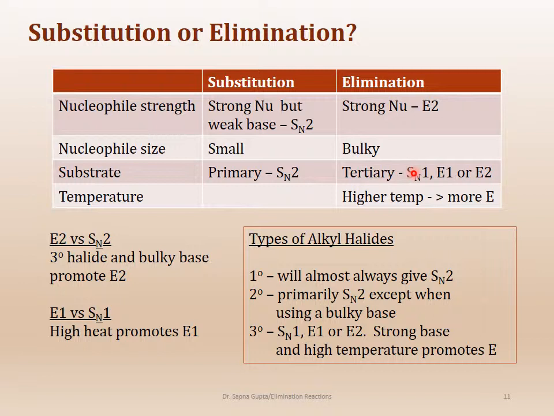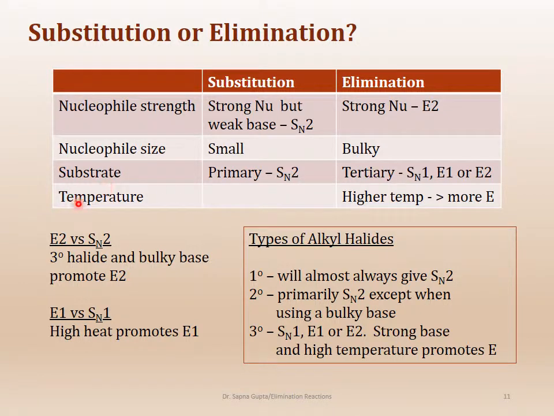So substitution products and elimination products is pretty much a mess. Again, if you see over here, we are missing the secondary substrate. And again, we're missing the secondary because secondary can go either way depending on the nucleophile and such.